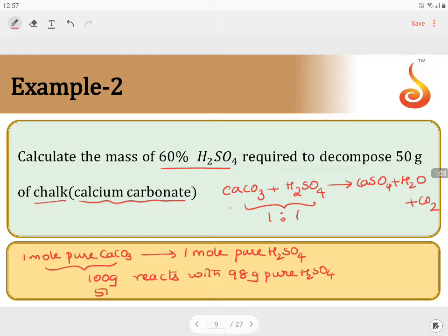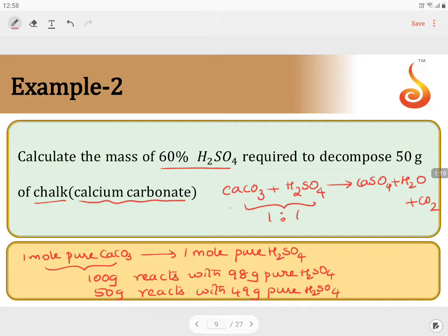Then if 50 grams are taken, it reacts completely with 49 grams of pure H2SO4. So it reacts with 49 grams of pure H2SO4.